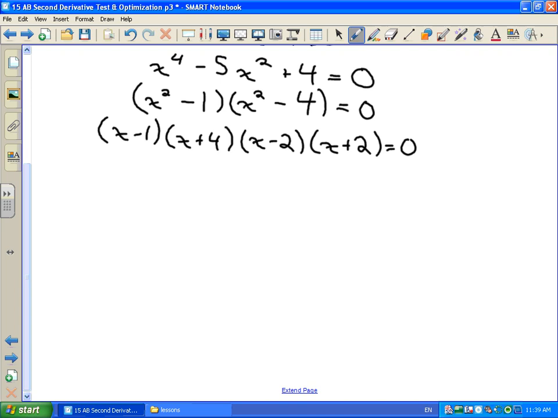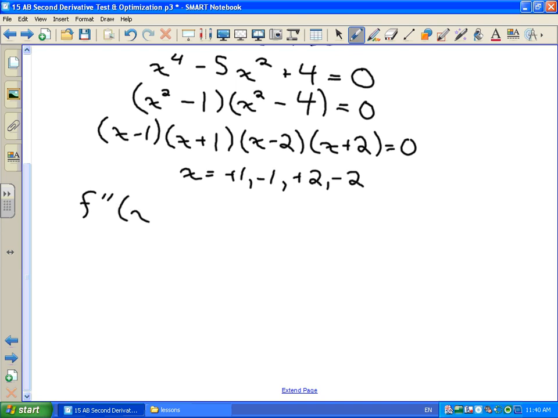So our critical numbers are, and I'm not sure why I wrote a 4 in there, plus 1, my mistake. So our critical numbers here are x equals positive 1, negative 1, positive 2, and negative 2. So 4 critical numbers. If we were applying the first derivative test, we would have, I guess, 5 columns on our chart that we'd have to fill in. But let's use the second derivative test.